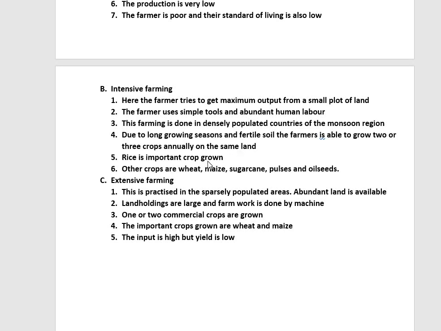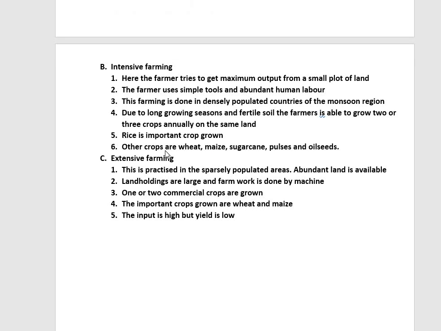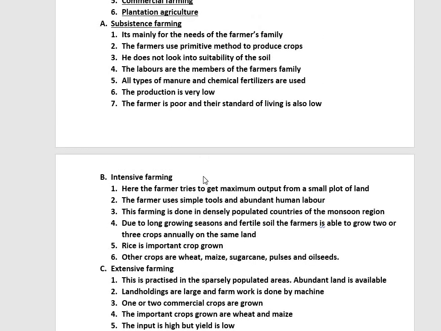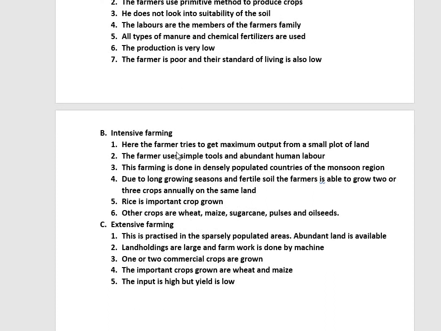Rice is the important crop grown, and other crops which are grown are wheat, maize, sugarcane, pulses, and oilseed. So what is the difference between subsistence and intensive? In subsistence, the farmer is growing crops for his own use, but in intensive, the farmer is growing crops in a small plot of land, the laborers are more, and this is done in densely populated countries.